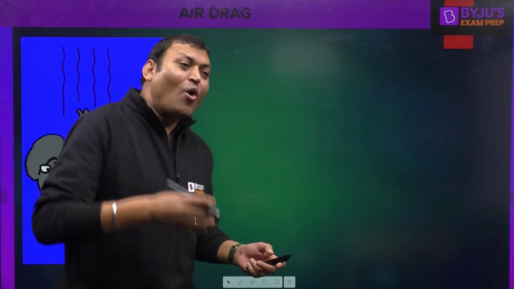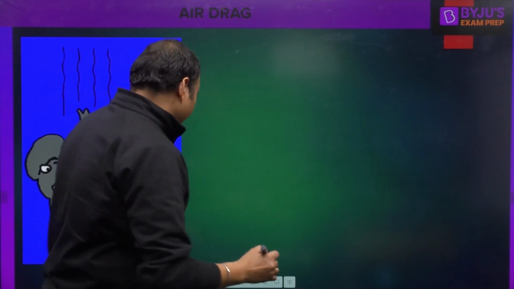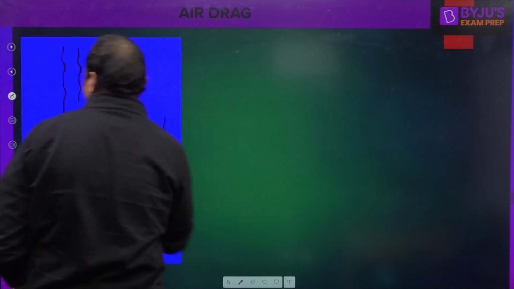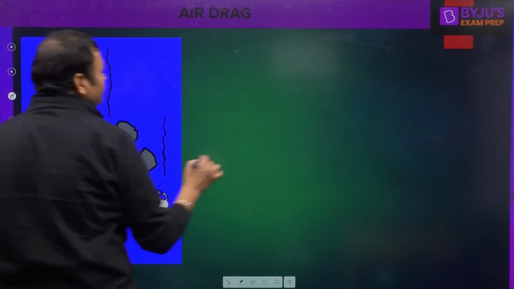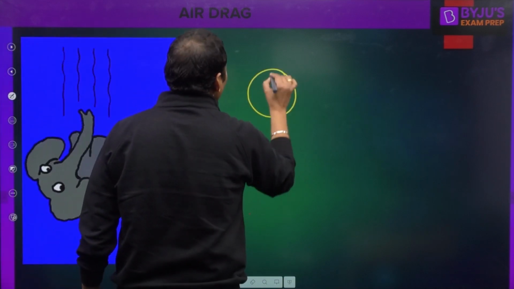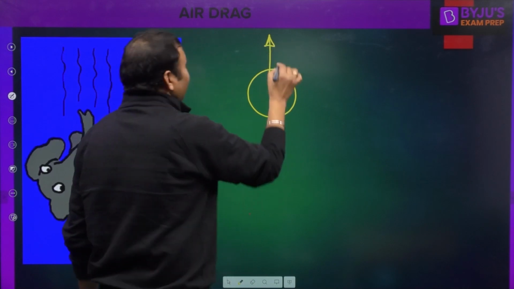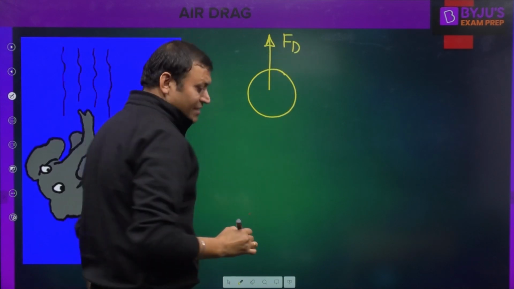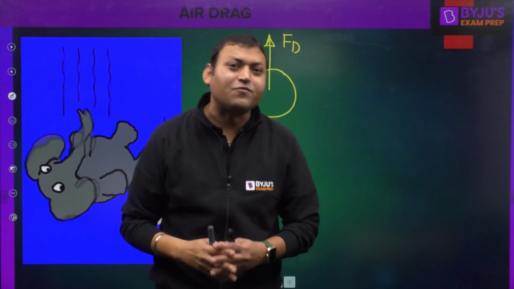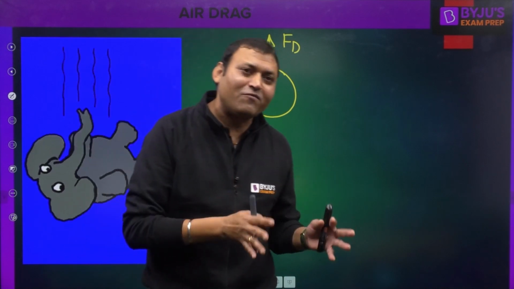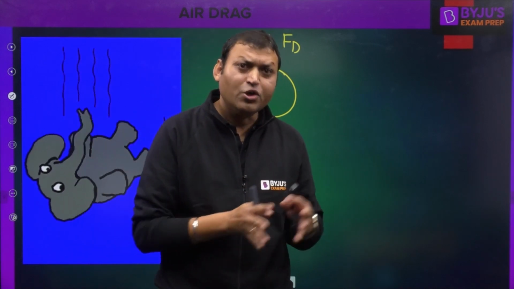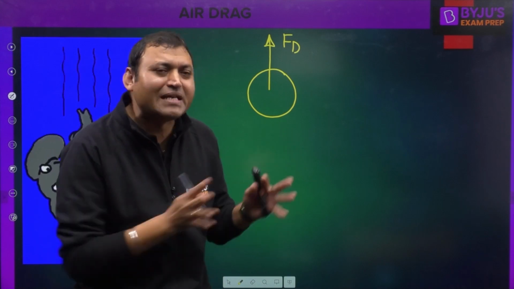So whenever a body is dropped in a liquid, there are two types of forces acting on it. One is the drag force. What is the drag force? The drag force is the resistance force exerted by the moving fluid on the body. Due to relative motion, it always opposes the relative motion.